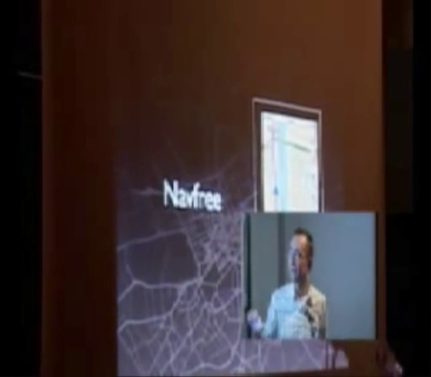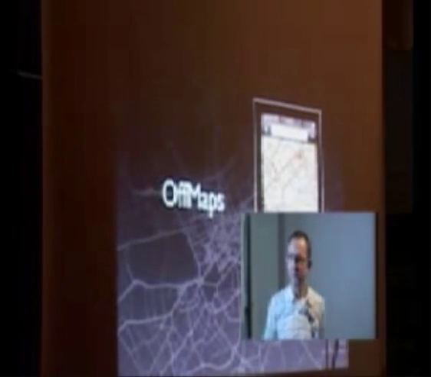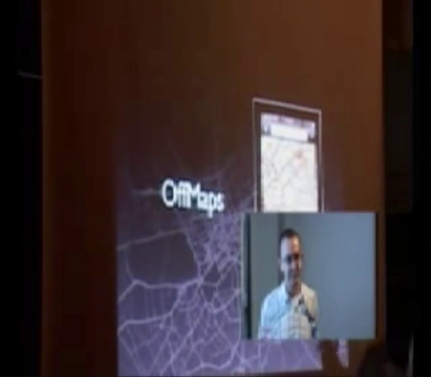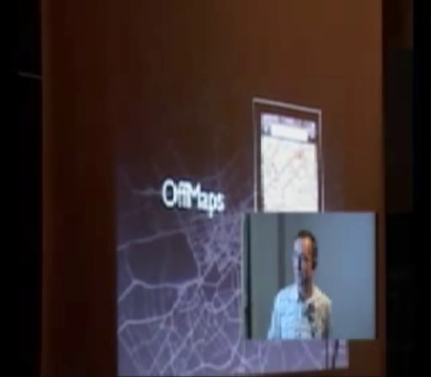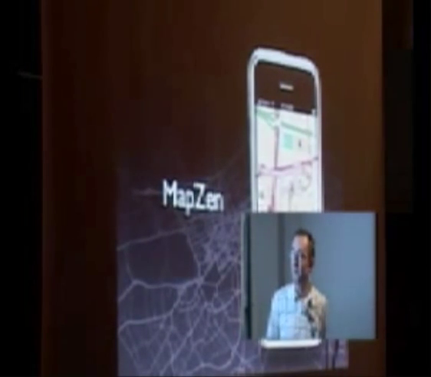Nav3 is another one, a sat nav app, works just like a TomTom. OffMaps does the offline mapping thing. There's two versions of OffMaps, OffMaps and OffMaps 2. I would recommend the first version. And MapZen again is available for iPhone.